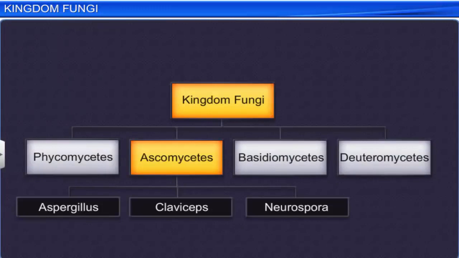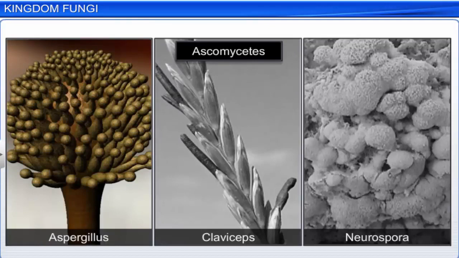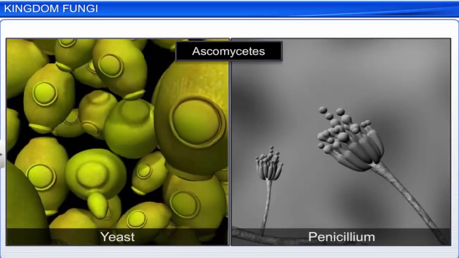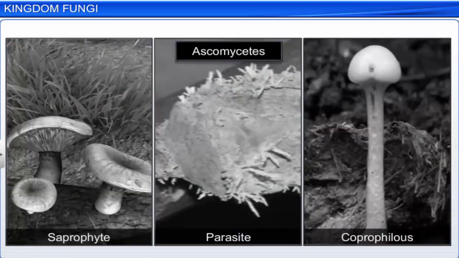Members of the Ascomycetes class are commonly known as sac fungi. For example, Aspergillus, Claviceps, and Neurospora. They can be unicellular, like yeast, or multicellular, like penicillium. They are saprophytic, decomposers, parasitic, or coprophilous. That is, they grow on dung.